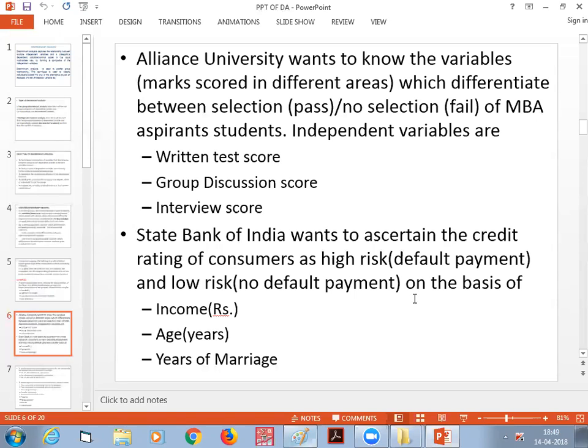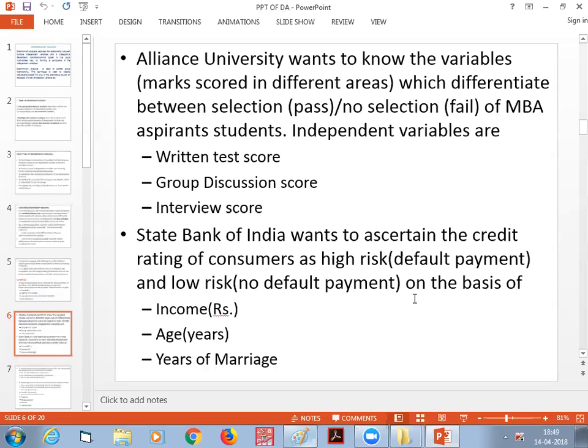Next one, let us say that the SBI, State Bank of India, wants to ascertain the credit rating of the consumers as a high risk or a low risk. So nowadays it is very important. You know that people are becoming more defaulters now. So default payment and the low risk. Correct. On what basis?